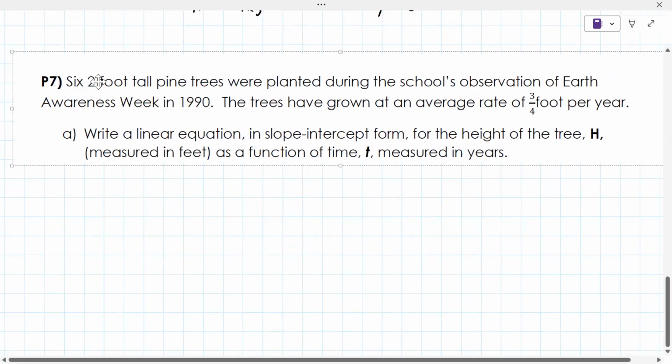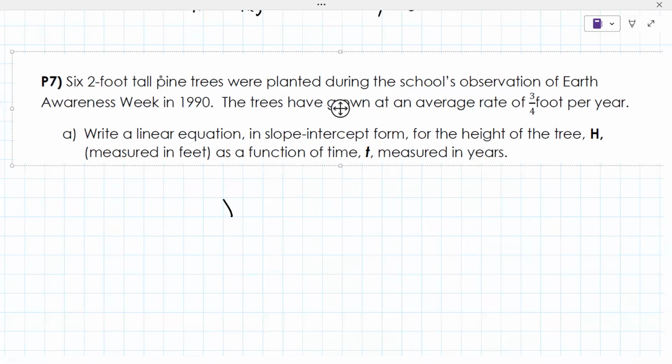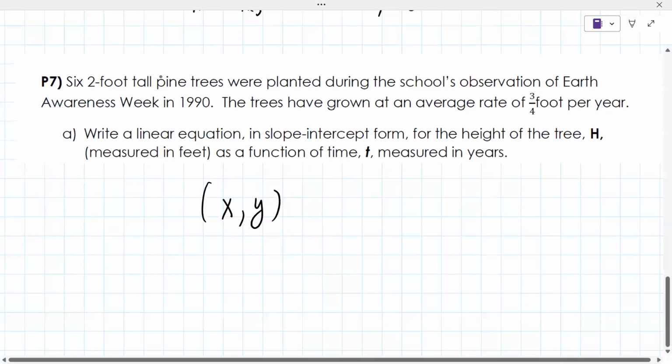So six 2-foot tall pine trees were planted during the school's observation of Earth Awareness Week in 1990. The trees have grown at an average rate of 3/4 foot per year. Okay. So the thing here is that you have to decide how tall were the trees when they started. Like it's normally X, Y, and that's what I would normally write. But then you got to read this.